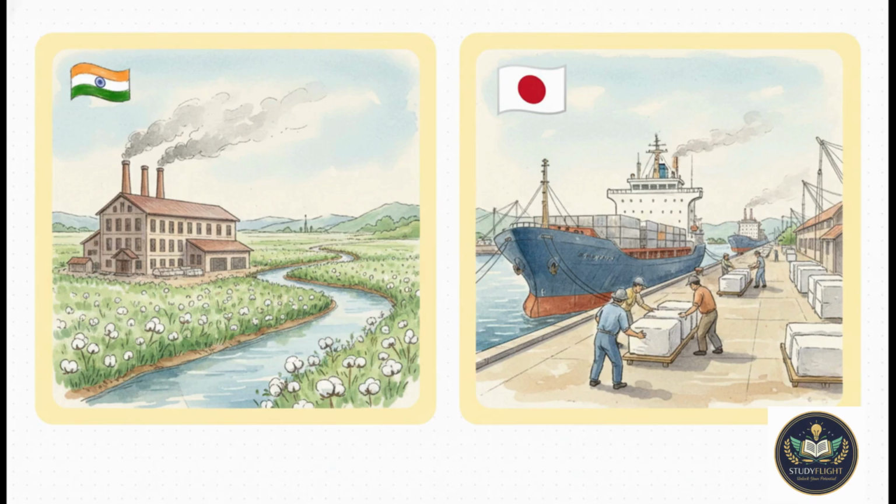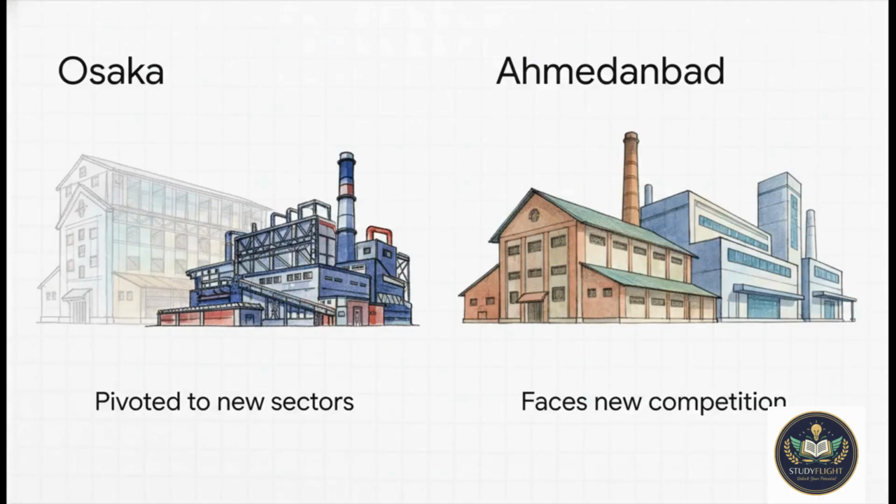Take Ahmedabad in India and Osaka in Japan. They both became so dominant that people called them the Manchester of their countries. Both had the right climate and access to water. But here was the key difference. Ahmedabad was surrounded by cotton fields, while Osaka's success depended completely on its port to import every single bale of cotton.